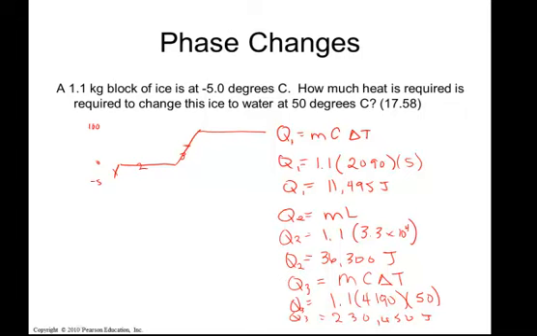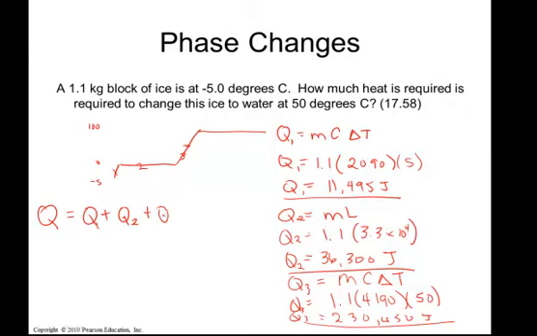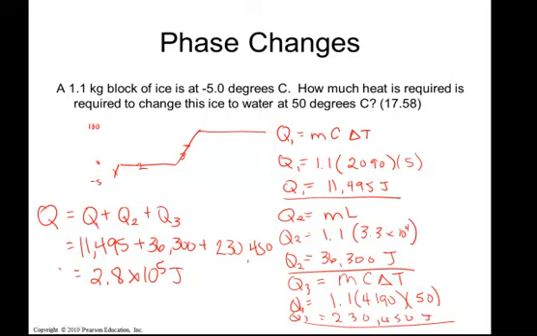So the total amount of heat that's required is from segment 1, segment 2, and segment 3 all added up. So my total is 1 plus 2 plus 3: 11,495 plus 36,300 plus 230,450. And if I add all those together, I get 2.8 times 10 to the 5th joules as the total amount of energy that it takes.